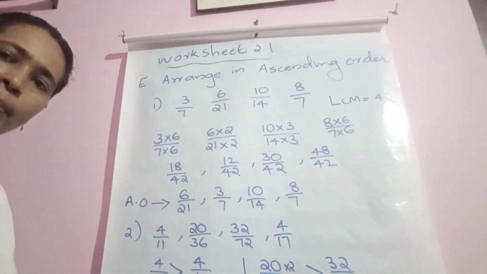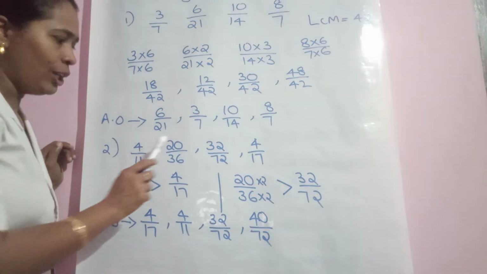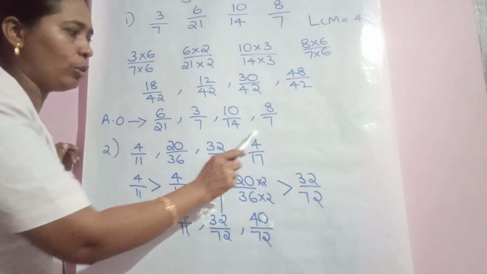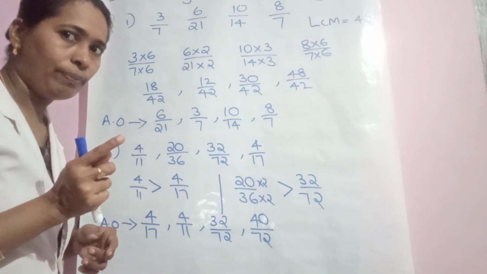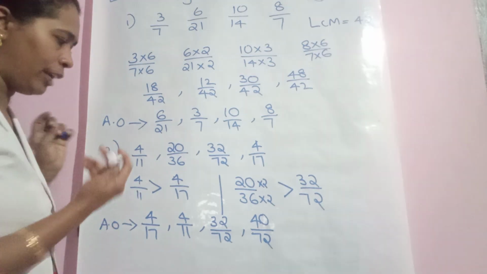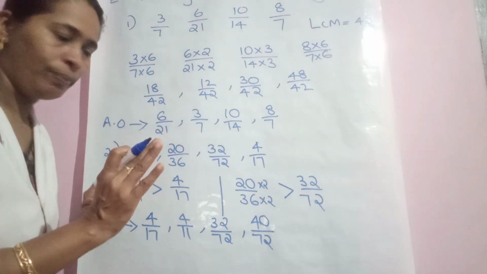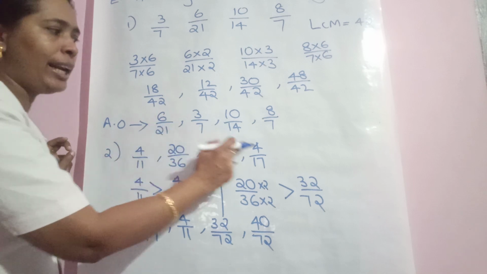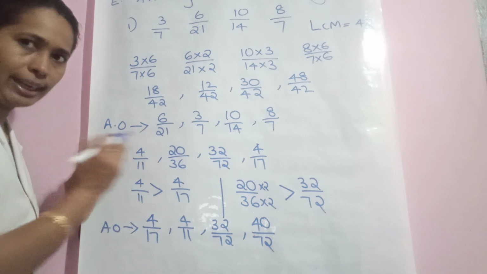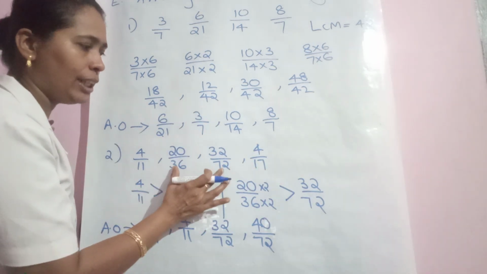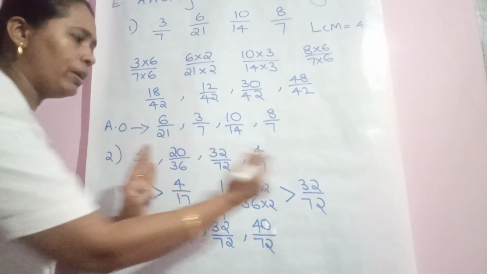In the second question, in the same way, they have given 4 fractions to us: 4 by 11, 20 by 36, 32 by 72, 4 by 17. Watch carefully and listen to me, then only you will get the idea. Now the teacher is splitting the 4 fractions into 2 groups. In the first group, look here, 4 by 11 and 4 by 17, with the same numerator, so let us group them on the left side. On the right side, the teacher has taken these two together. Any doubt? Is it clear now? Separate them, first in one group, second in another group.